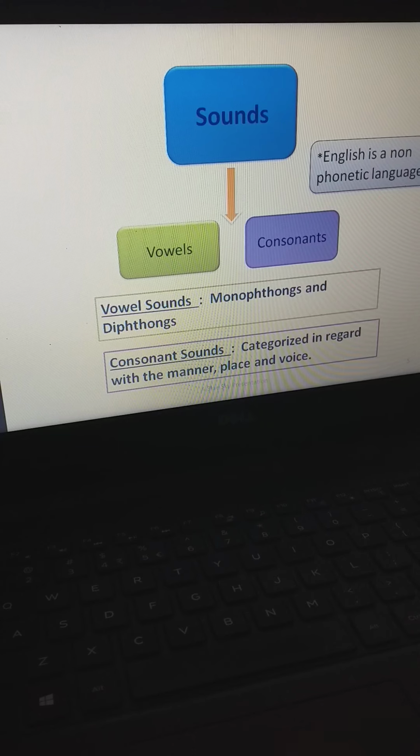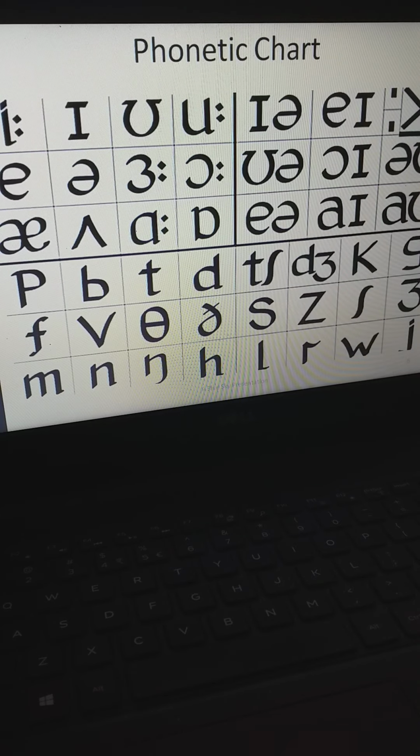Two kinds of sounds you produce: vowel sounds and consonant sounds. Vowel sounds are monophthongs and diphthongs, and consonant sounds are voiced and unvoiced. Here is the phonetic chart. You can see 20 vowel sounds, out of which 12 are single vowel sounds and 8 are double vowel sounds, and 24 consonant sounds. In single vowel sounds, again you have two types. One is the short sound and one is the long sound.